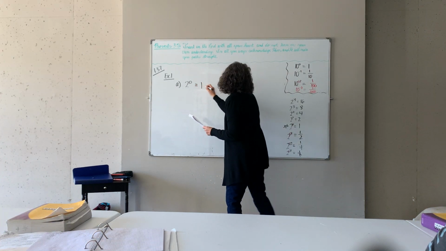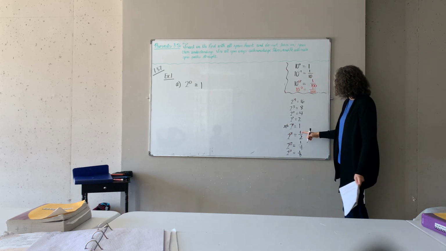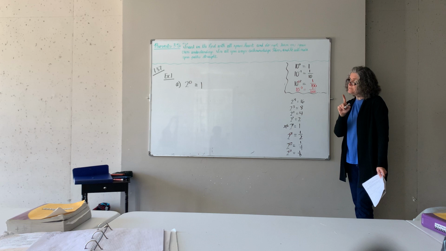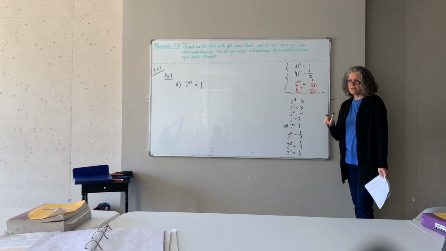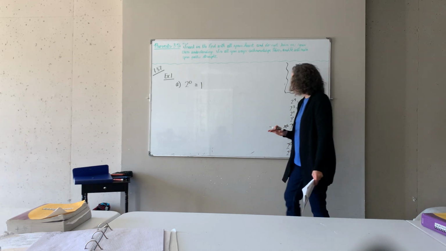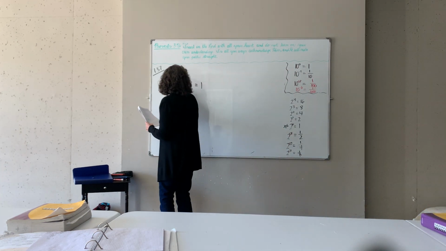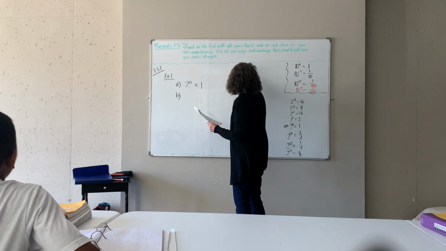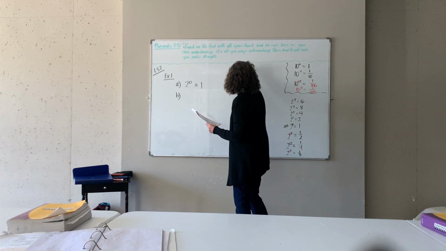It's 1. Remember, anything to the 0 is 1, except 0, because 0 to the 0 is not a 1. But any other number to the 0 is 1. All right, B. Will negative 1 to the 0 be 1? Yes, if it was written like negative 1 to the 0, that's 1.